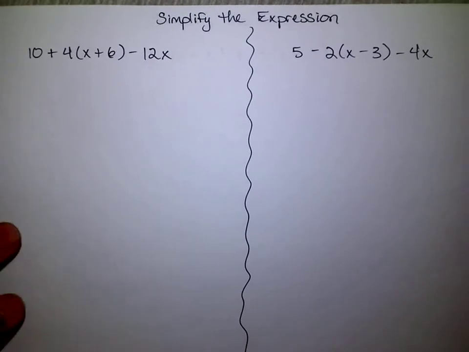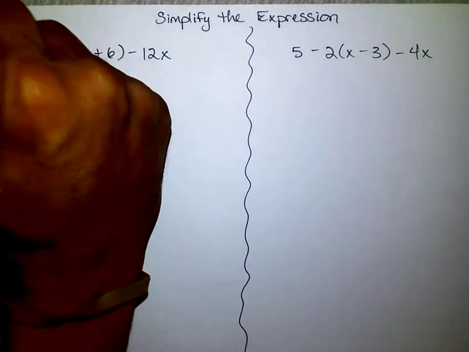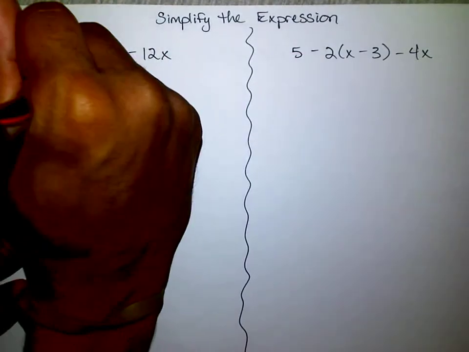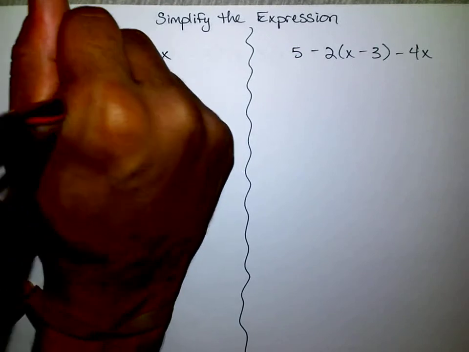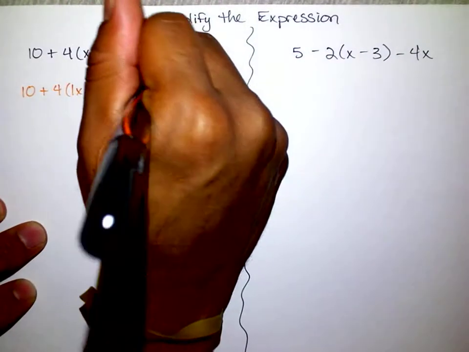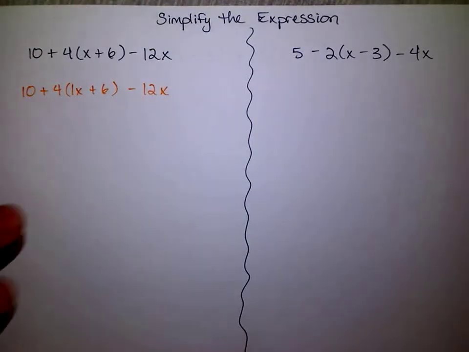Alright. Next problem here, we have 10 plus 4 times the quantity of x plus 6 minus 12x. So first we want to rewrite it, and we want to add ones wherever we need to. We can put a 1 right here in front of the x. And that'll be it for that problem.